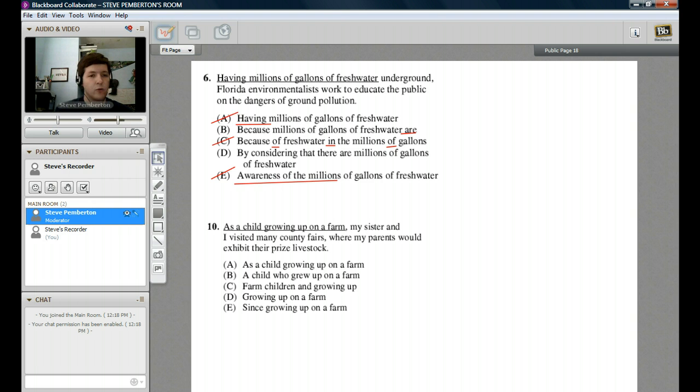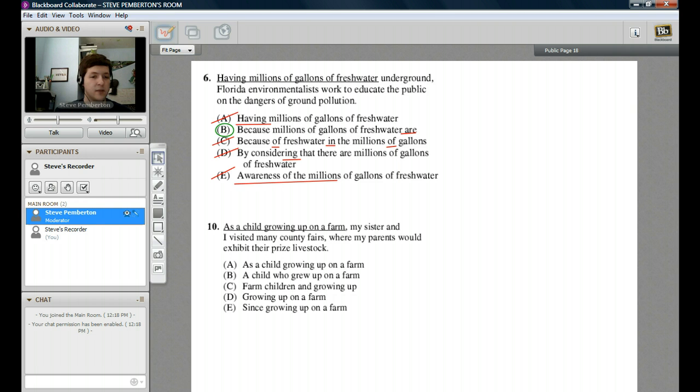We also have our rule: when we don't see grammar errors, we go with the shorter one. So even if you don't see a grammar reason behind this, B is a little bit shorter, so it's going to be preferred compared to C. B versus D. Because millions of gallons of fresh water are underground, it's pretty clear. By considering that there are millions of gallons of fresh water underground, Florida environmentalists work to educate. Same message, but again, one's longer than the other. D also uses ing words. We try to avoid ing words. So D would not be a preferred choice. B is probably the preferred choice.